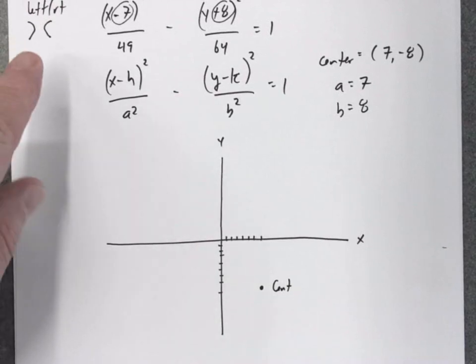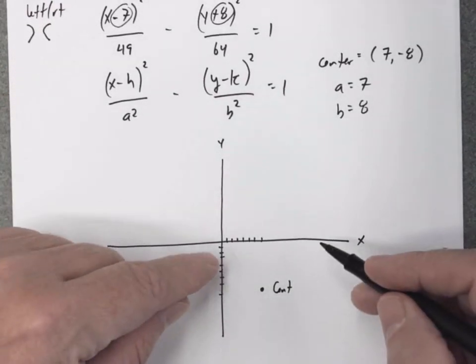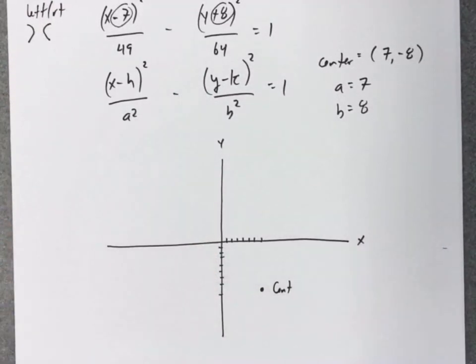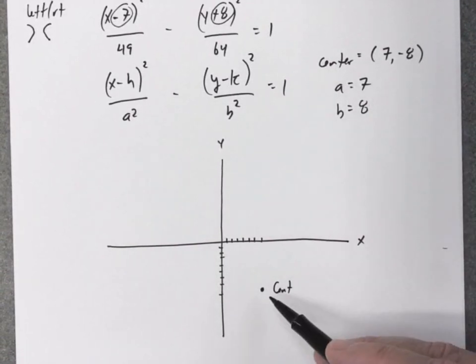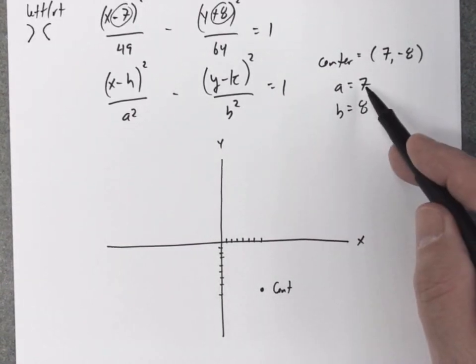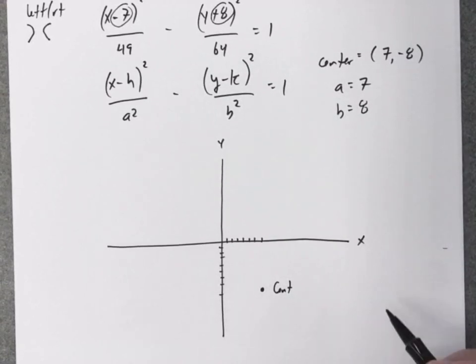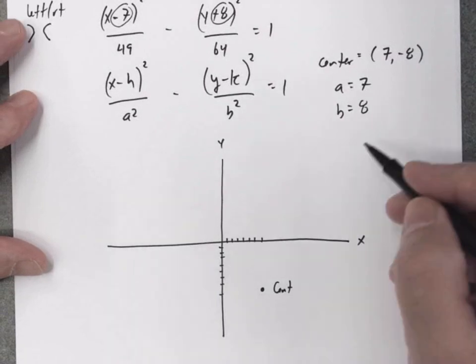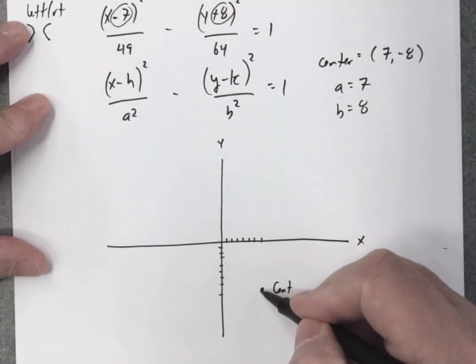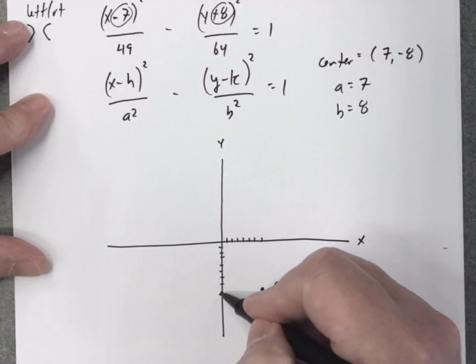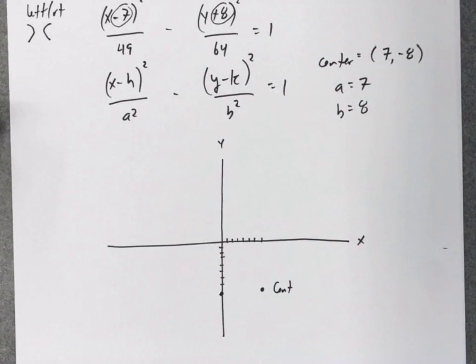There's the center. Now, once again, this is going to be a left or right hyperbola. Therefore, now I can step off from the center. I can step off my value of a. So in this case, 7 to the right and 7 to the left. Well, I'm sitting here at 7. So if I go 7 to the left, I'm right here at the y-axis.